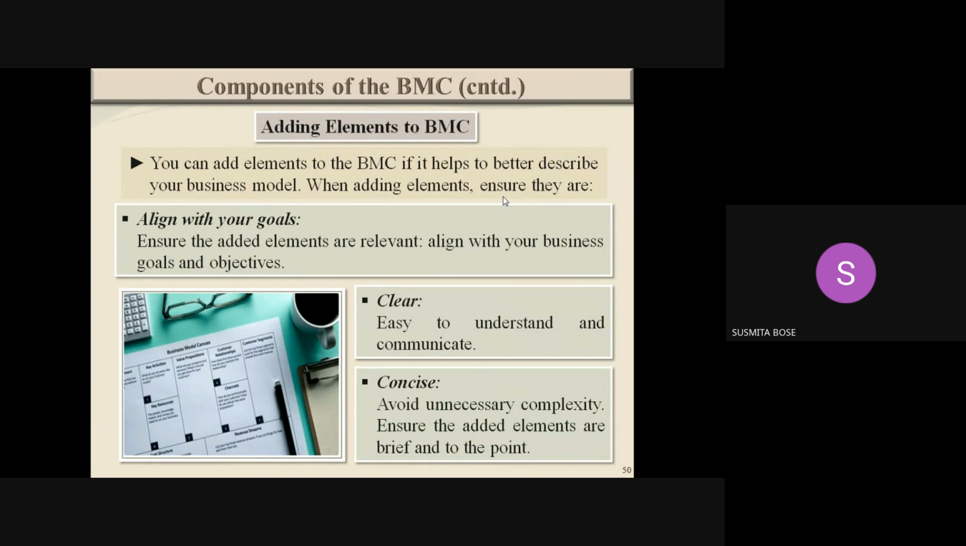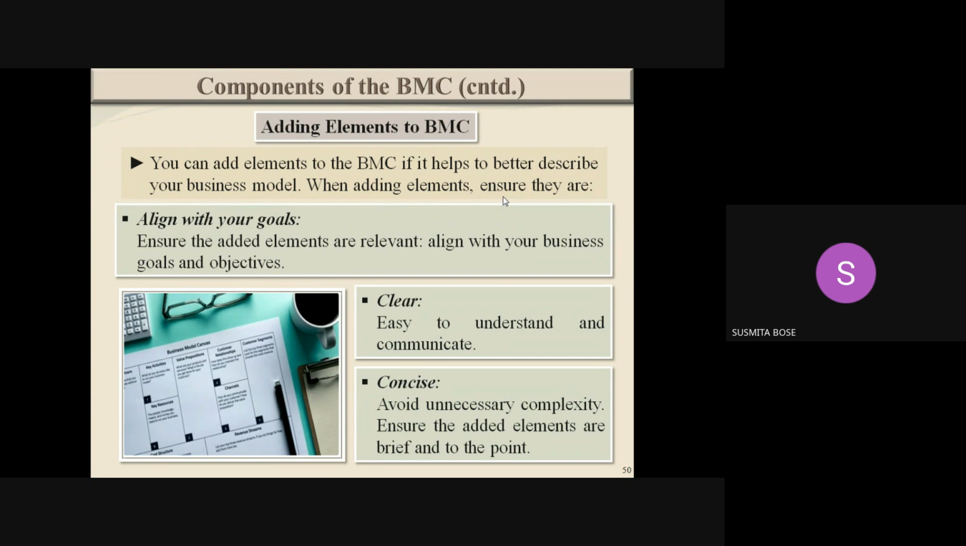It is easy to understand and communicate. If you have added an element which other people do not understand, then your purpose is lost. So you'll have to add an element which is easy to understand and easy to communicate. Avoid unnecessary complexity. Ensure that added elements are brief and to the point. You don't have to add ornamentation to your BMC.